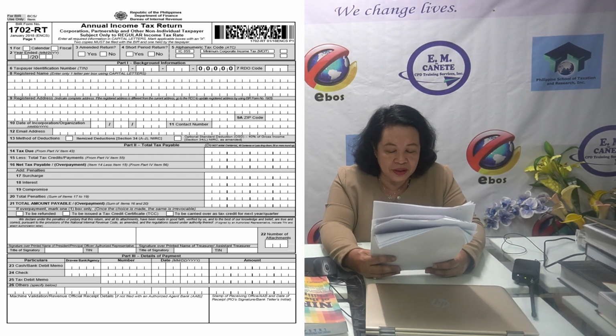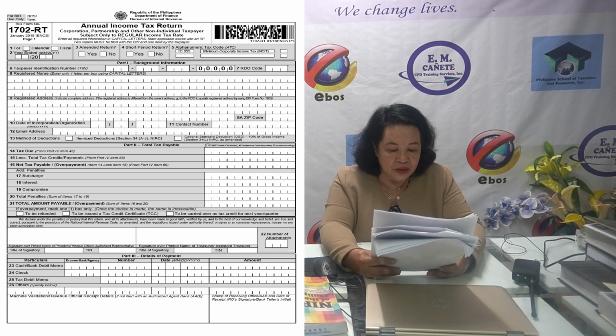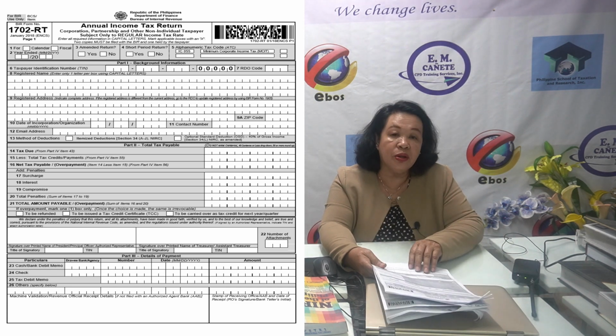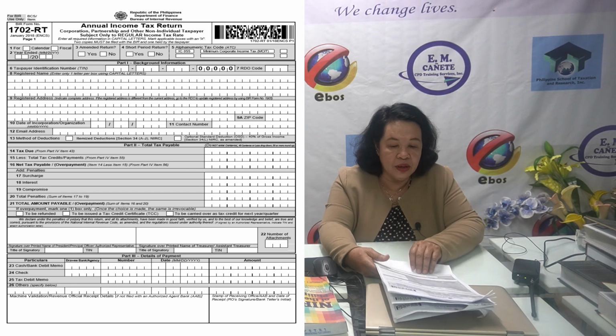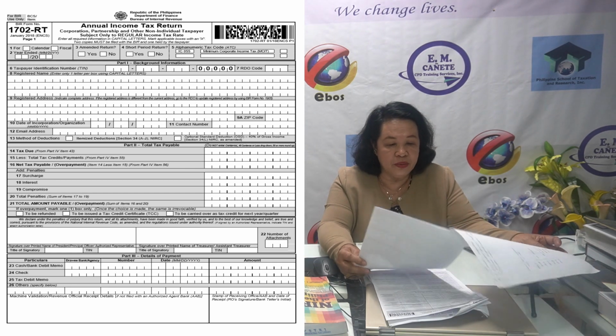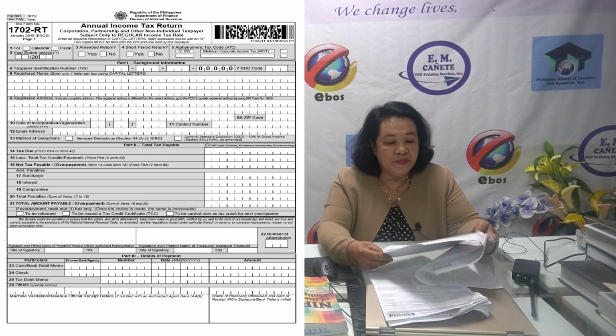And then in part 3, we have the details of payment, the particulars of the drawing agency. This is going to be filled up by the bank. This is all about the payment that you made for the payment of taxes.